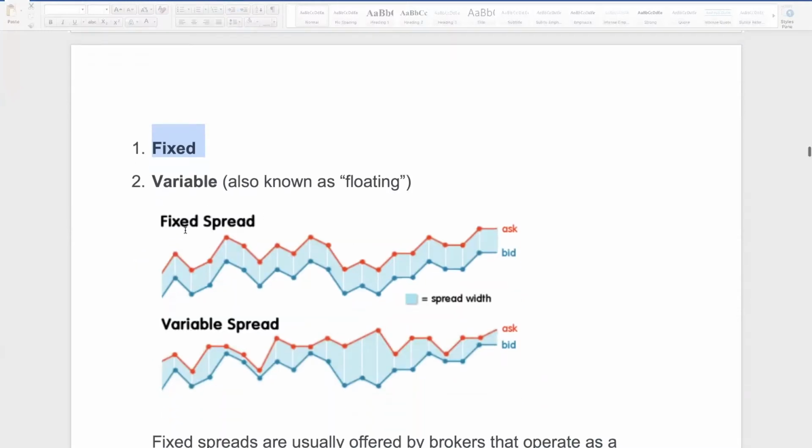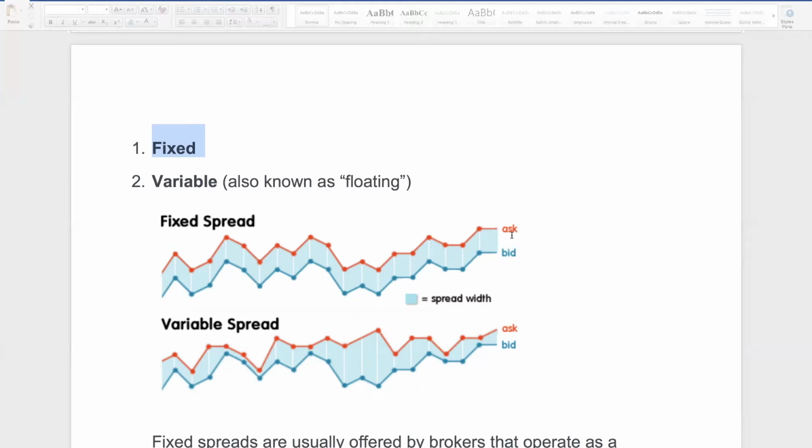So what happens with a fixed spread is this. For brokers that use fixed spread, whether there is news coming or no news release, say there is NFP or no NFP, the spread will remain the same. If they say this month our spread is 1.1, it will remain 1.1 for the rest of the month or for the rest of the year.